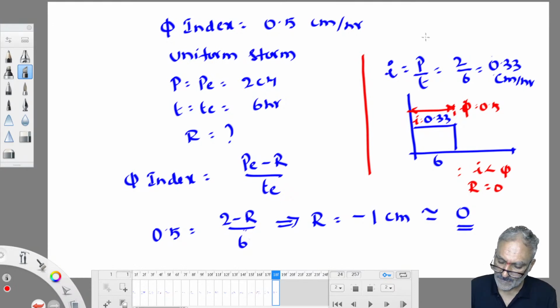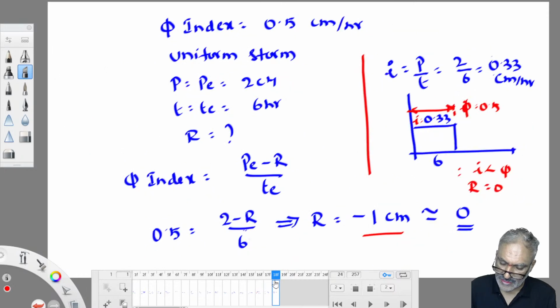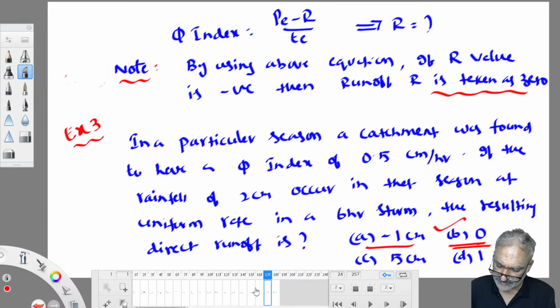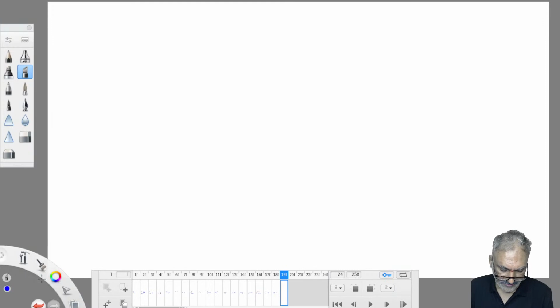This is how you need to work out actually. This is logic. But nobody applies logic, they simply substitute in the formula and get -1. So one option is also there, -1, and they will tick mark that option. That is wrong. Whenever you get negative runoff, that is taken as 0. 0 is the correct answer. Runoff is never negative, runoff is always positive. Okay? Let us take the next question.